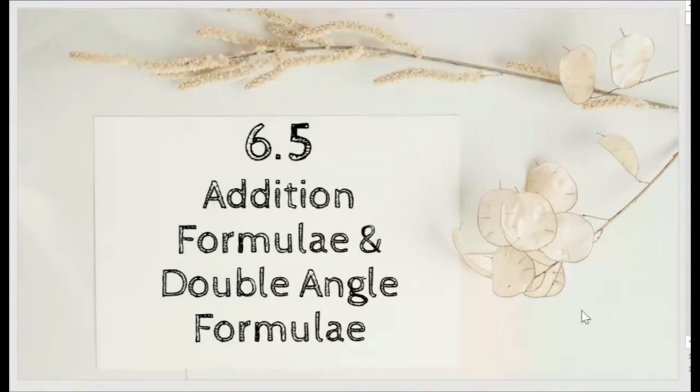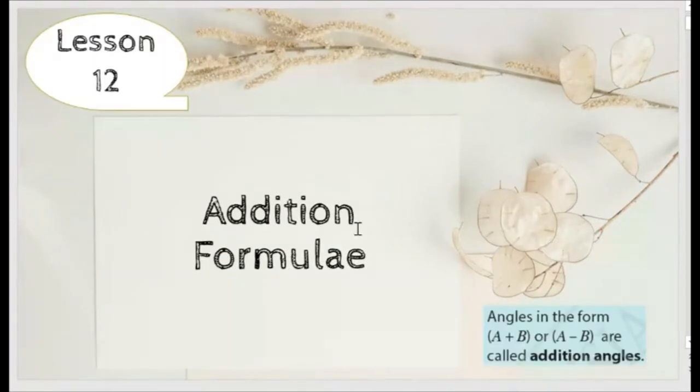Today we go to 6.5. That is, we learned about the addition formula and double angle formula. For today's lesson, we learn about the addition formula only. So what does it mean by addition formula? In the addition formula, we put the angles in the form of a bracket, A plus B or A minus B.